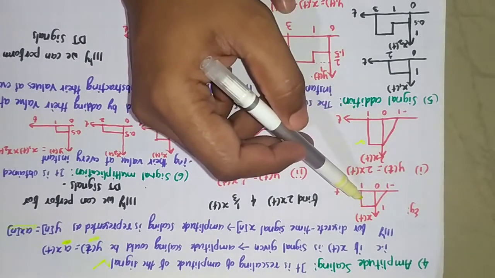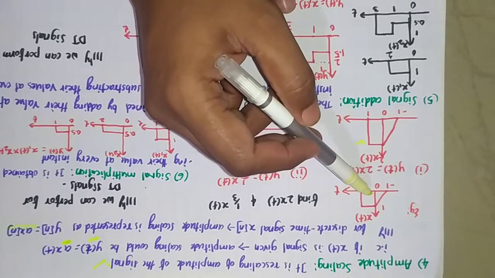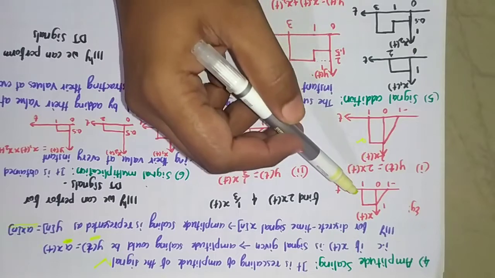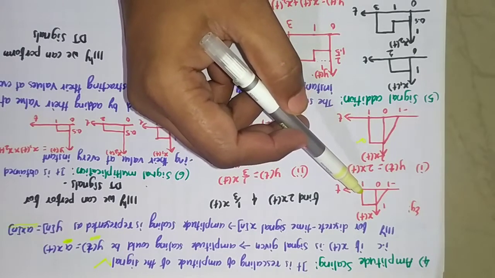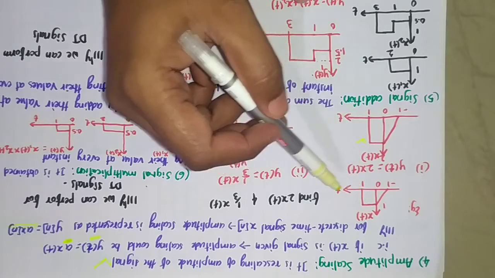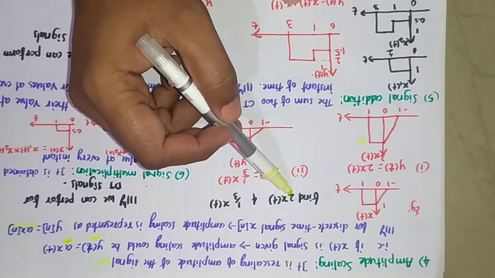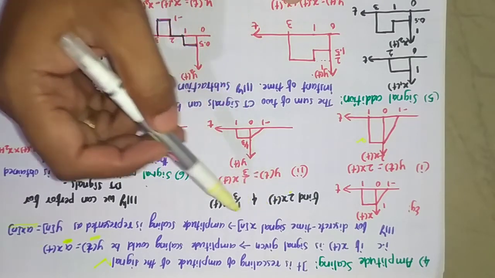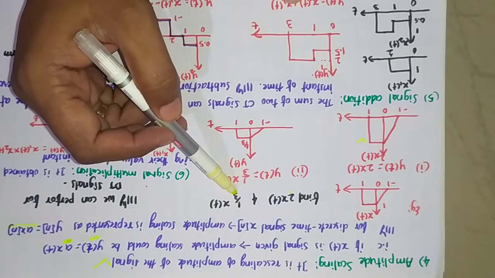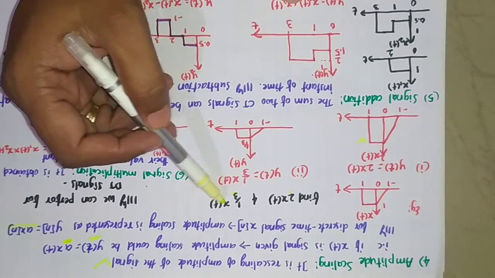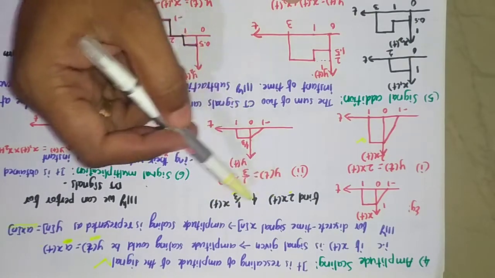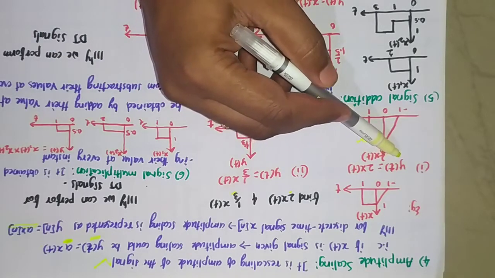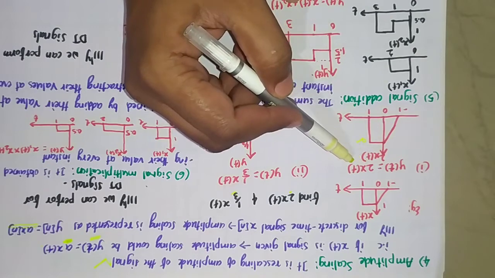So this is one signal that has been given, and now if they ask you to calculate amplitude scaling for this, typically there will be two cases. One is a valid integer number like 2x of t, and the other is some division number, a rational number like 1/3 of x of t. We will take both cases using these examples. For the first case, y of t is equal to 2x of t.